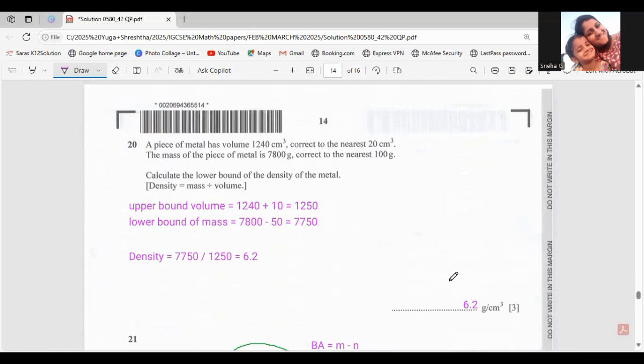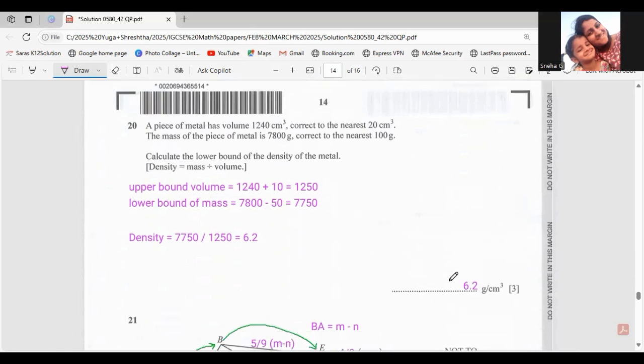I scroll down further to question number 20 of this question paper. A piece of metal has volume 1240 centimeter cube, corrected to the nearest 20 centimeter cube. The mass of the piece of metal is 7800 grams, corrected to the nearest 100 grams. Calculate the lower bound of the density. The formula for density is mass upon volume.